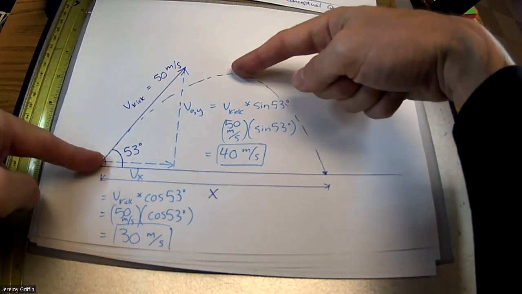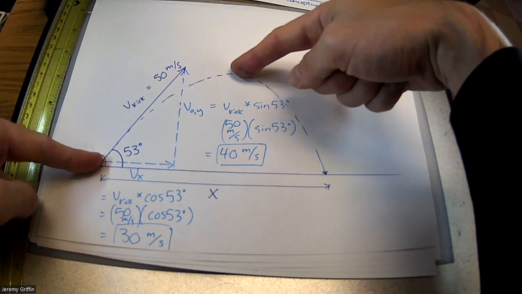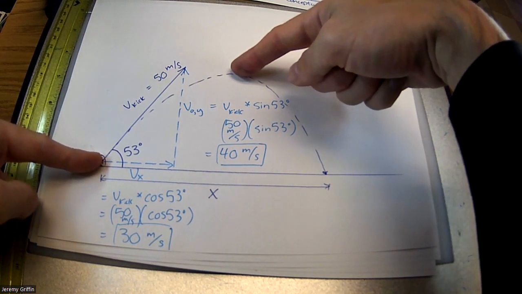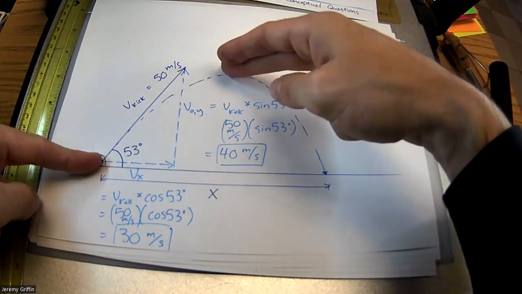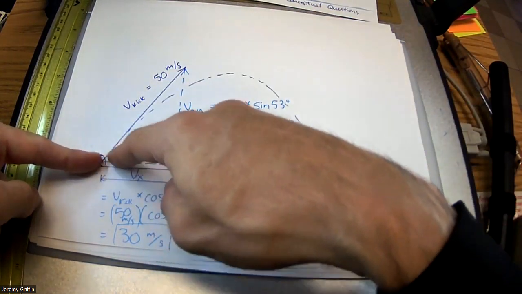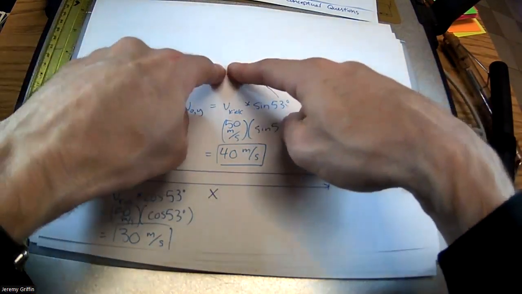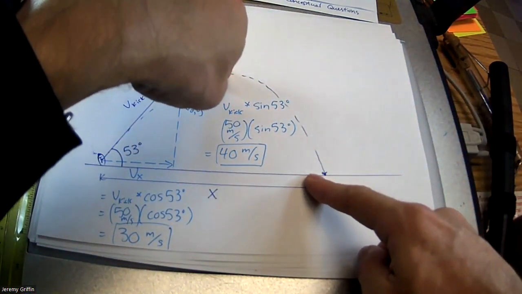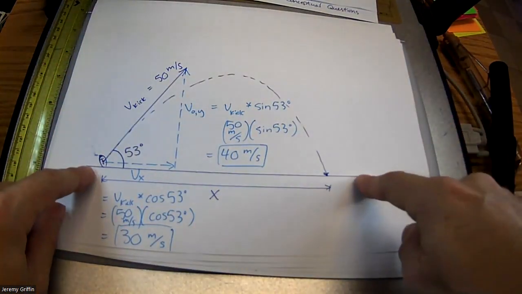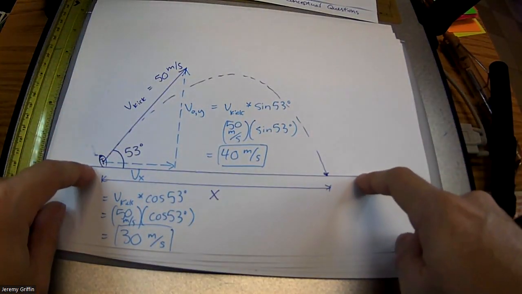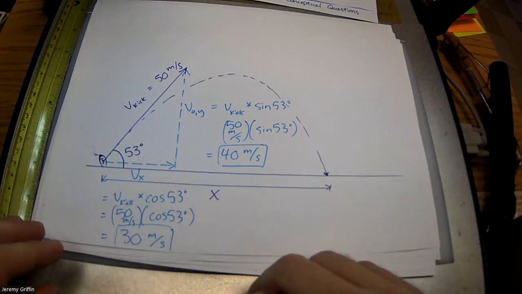How many seconds is that? Is that 4 seconds to reach the peak? So it takes 4 seconds to get from here to here. If it takes 4 seconds to get to the top, how many seconds does it take to get back to the bottom? Another 4 seconds. So what's the total hang time? 8 seconds. So you could get 8 seconds for hang time, right?